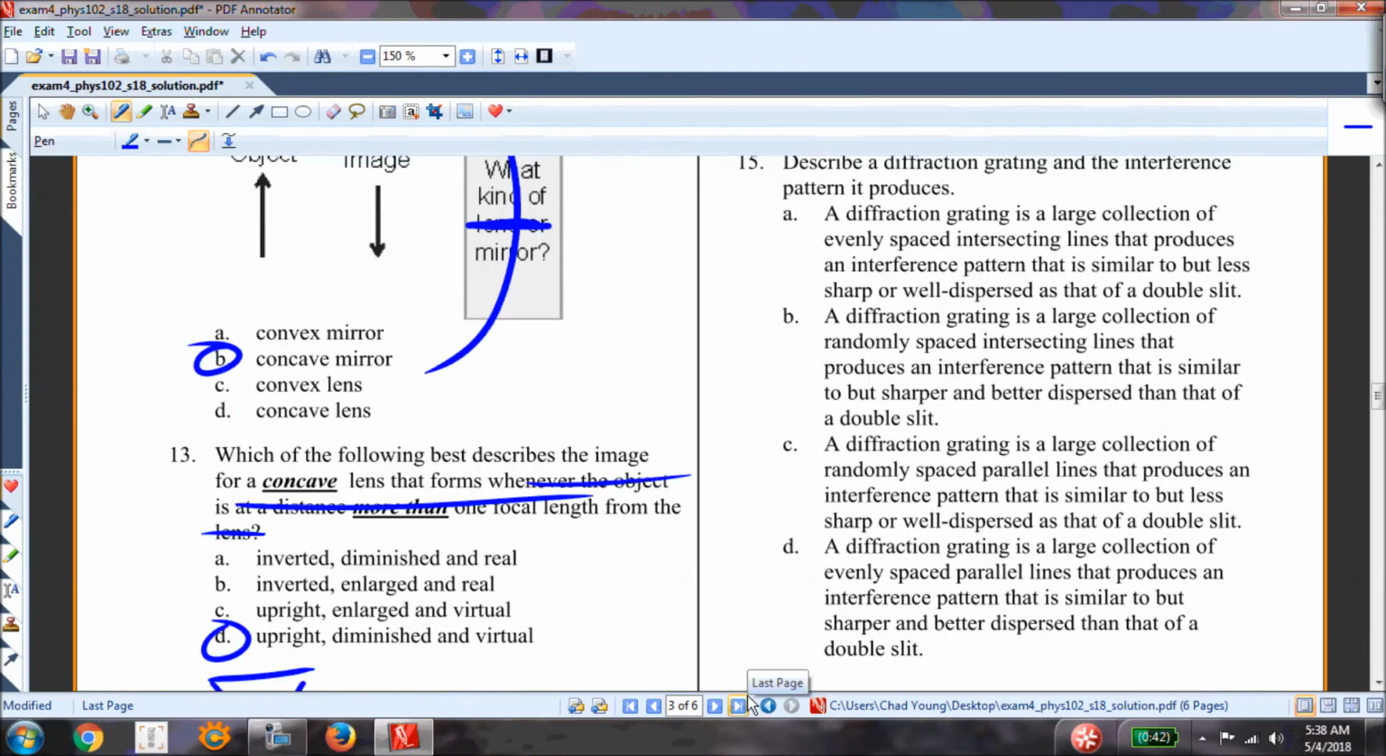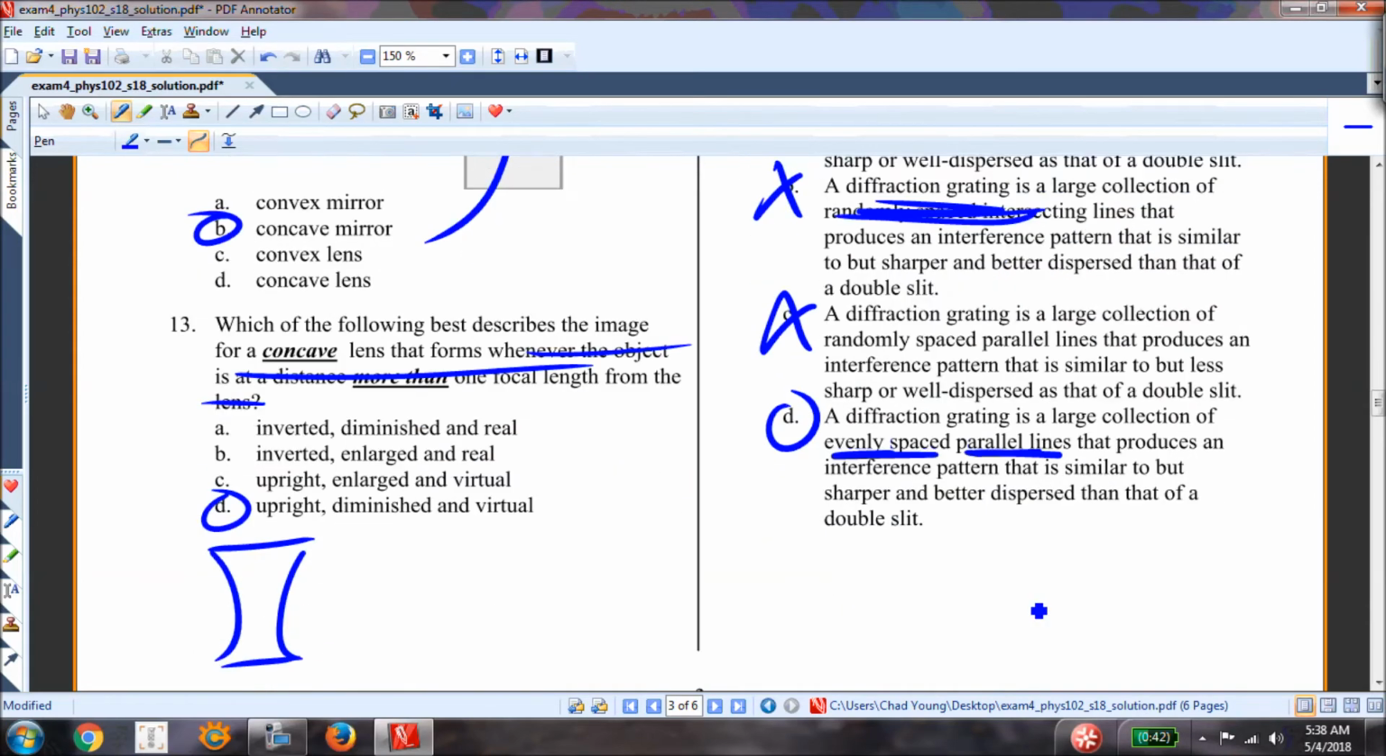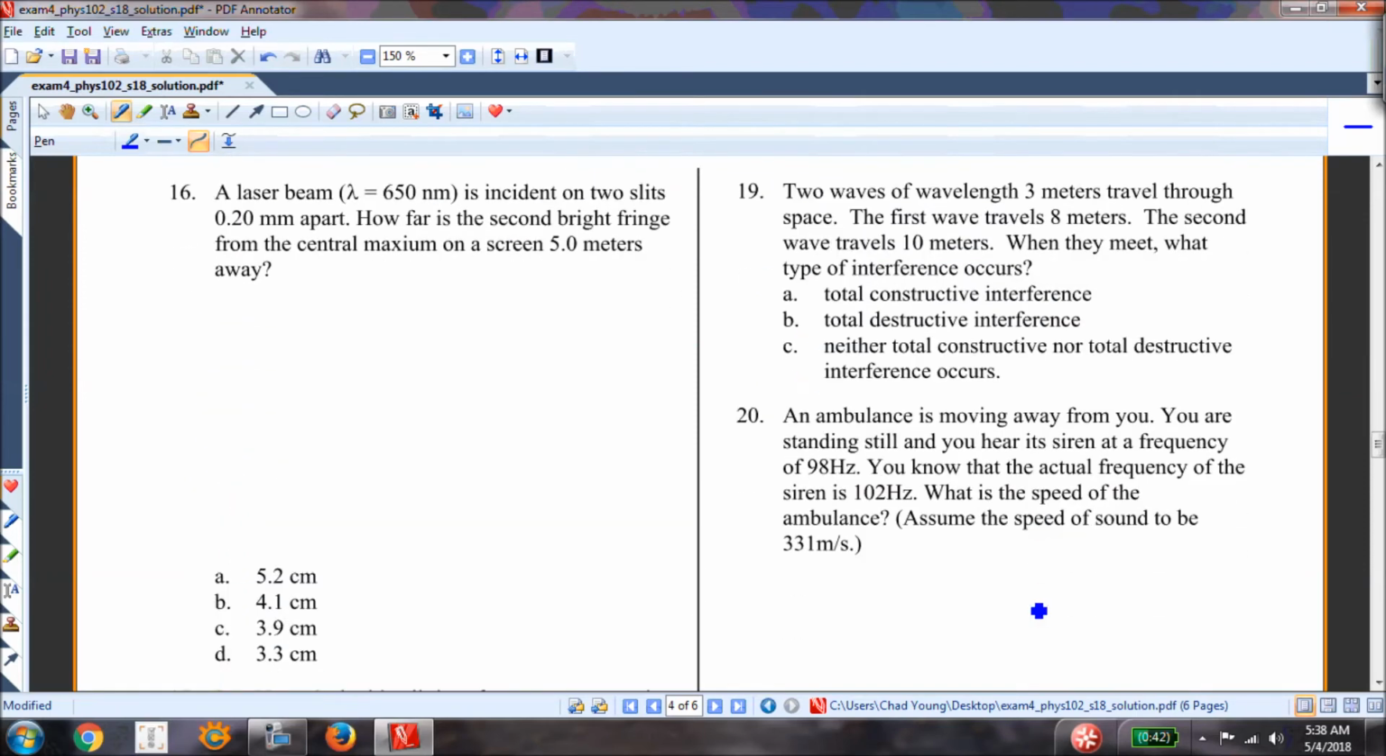Describe a diffraction grating. Okay, well, first of all, it's evenly spaced. It's not randomly spaced. So it's not B and it's not C. They're evenly spaced parallel lines, not intersecting lines. So it's not A. So we'll just go straight with D, but let's just make sure this is right. Evenly spaced parallel lines, and it produces an interference pattern that's similar to, but sharper and better dispersed than that of a double slit. So that is correct. Number 15 is D. That was straight from OpenStax.